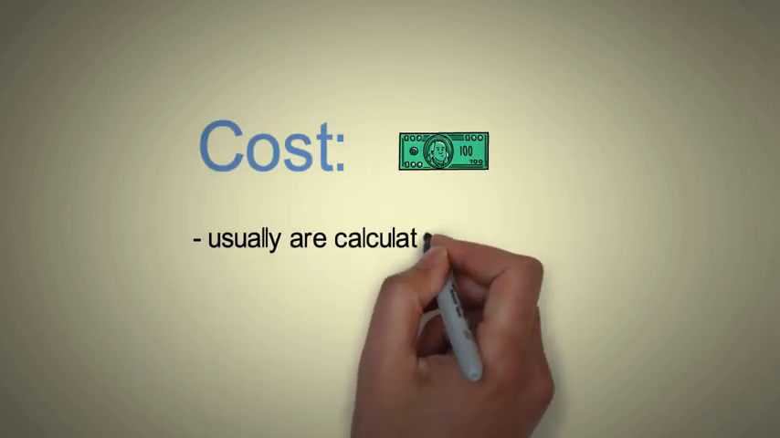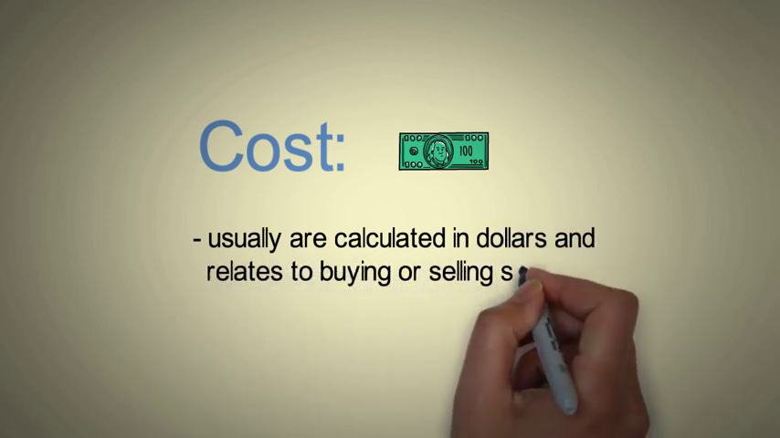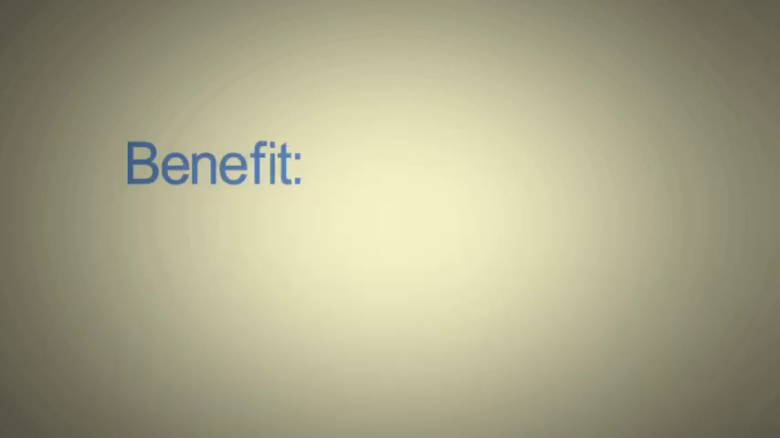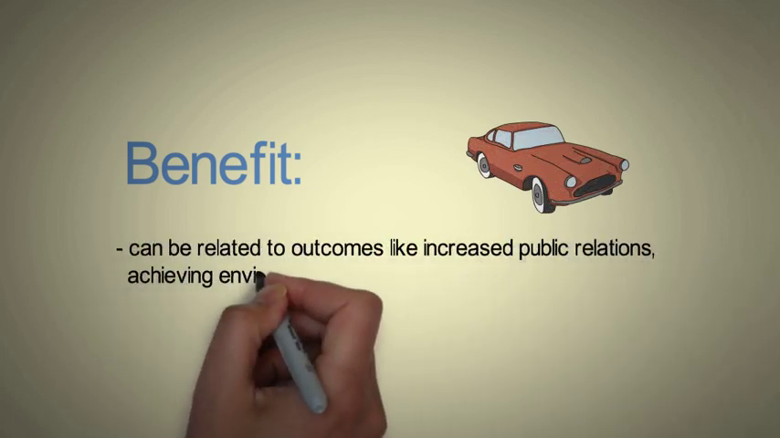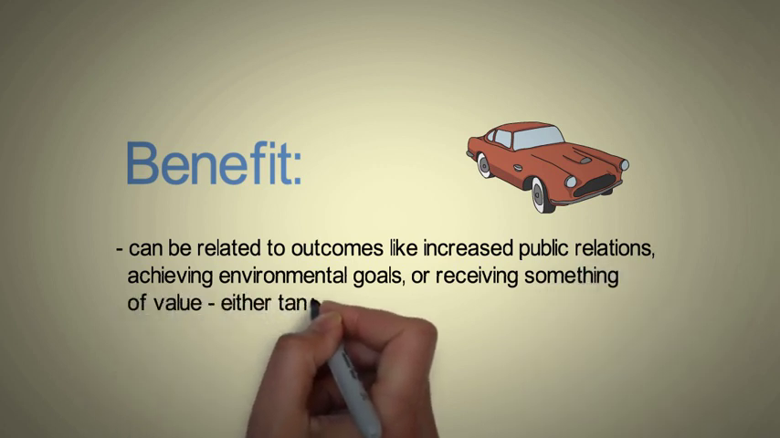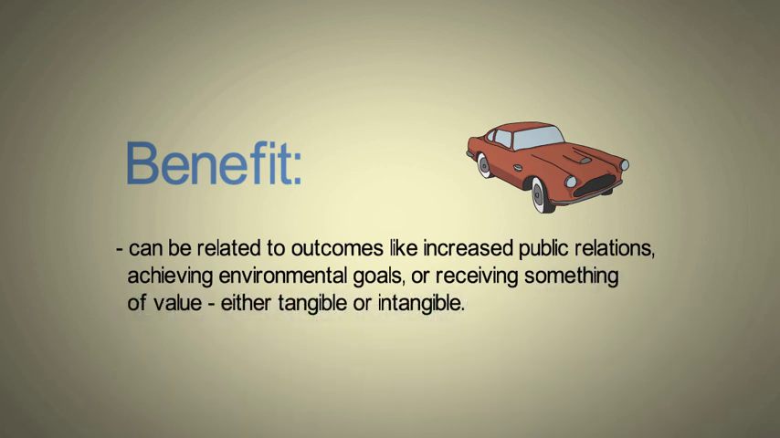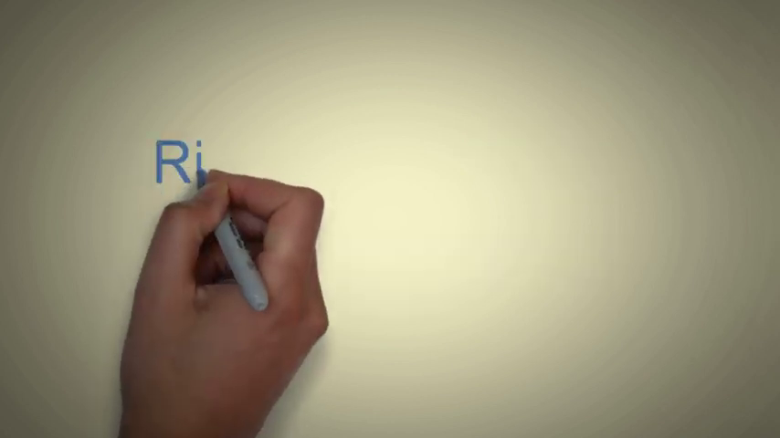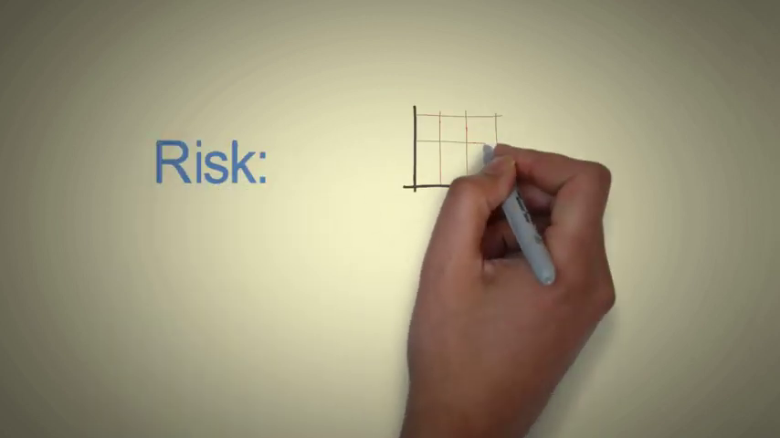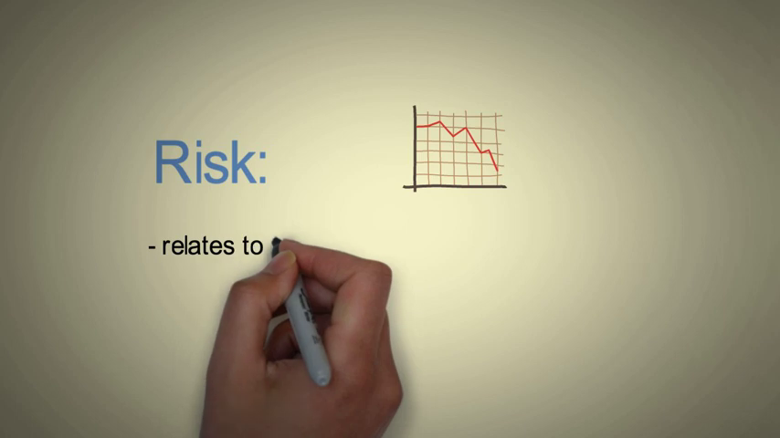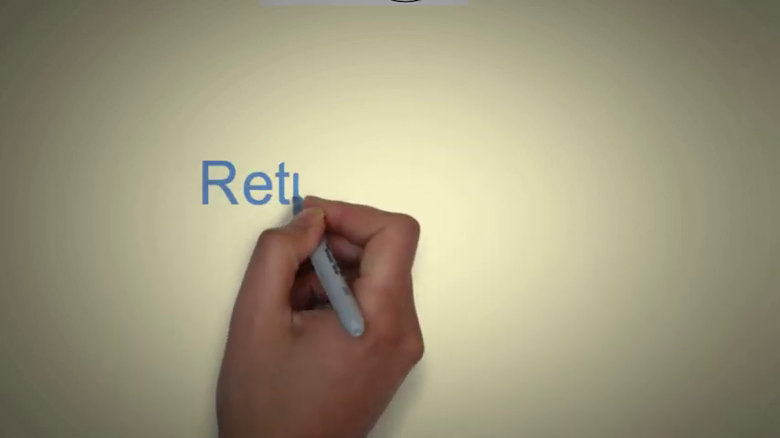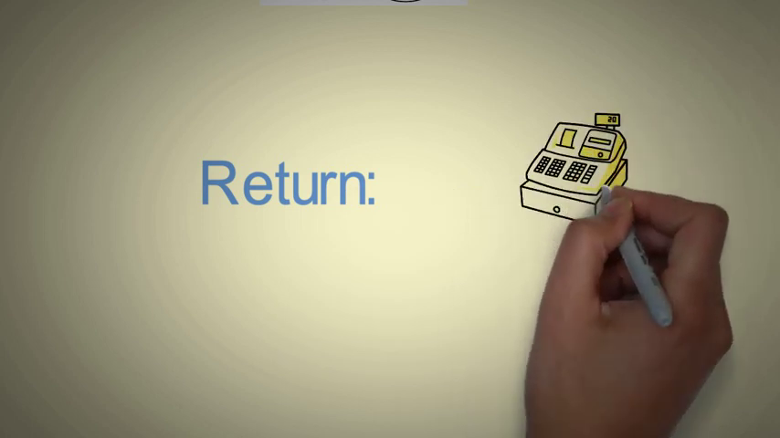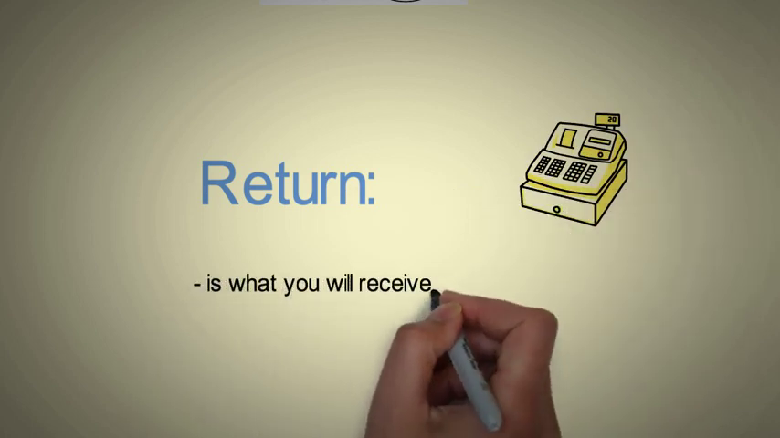Cost usually is calculated in dollars and relates to buying or selling something. Benefit can be related to outcomes like increased public relations, achieving environmental goals, or receiving something of value, either tangible or intangible. Risk relates to the probability of failure, or what are the chances of your decision being correct. And return is what you will receive, usually calculated in dollars and related to profit, but not necessarily.